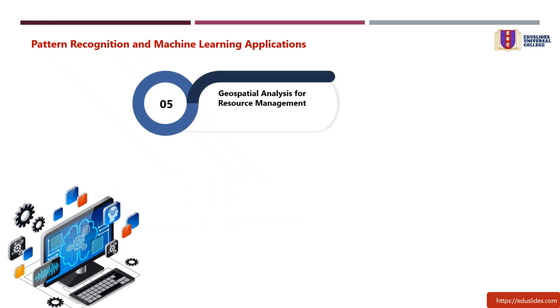5. Geospatial analysis for resource management. In industries like agriculture, mining, and natural resource management, pattern recognition is used to analyze geospatial data. Recognizing patterns in geological, environmental, or crop data, companies can make more informed decisions about resource allocation, optimize yields, and enhance sustainability efforts. This technology also helps predict environmental changes and manage risks associated with resource extraction.